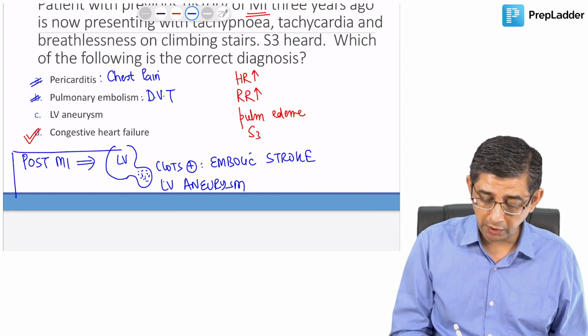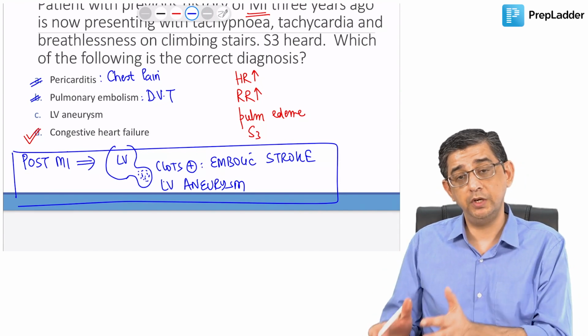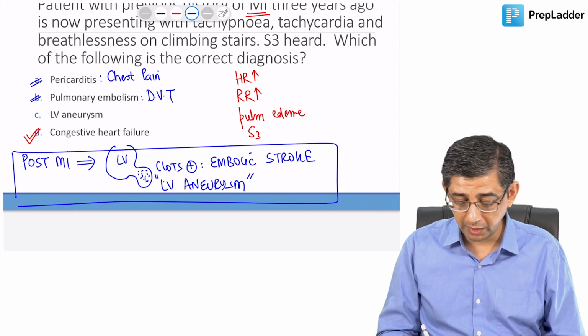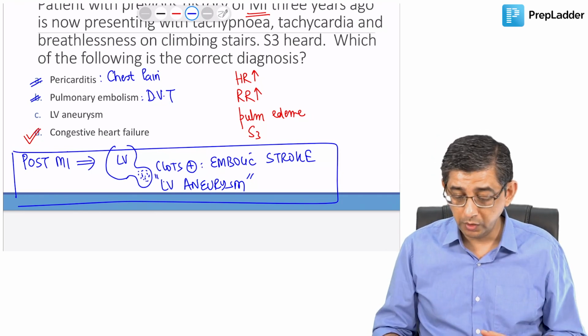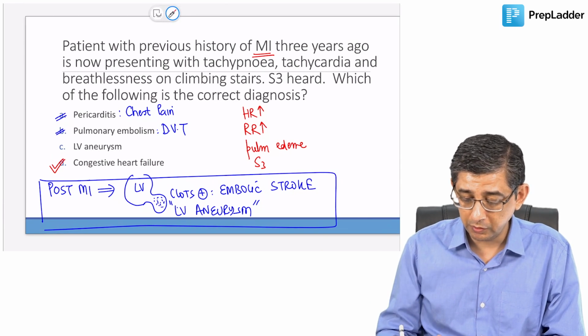So a post-MI patient developing a stroke in future, the reason why a post-MI patient will develop stroke is LV aneurysm. But in this case, there is no stroke. It is only features of sympathomimetic stimulation. And third heart sound is one of the very good pointers.